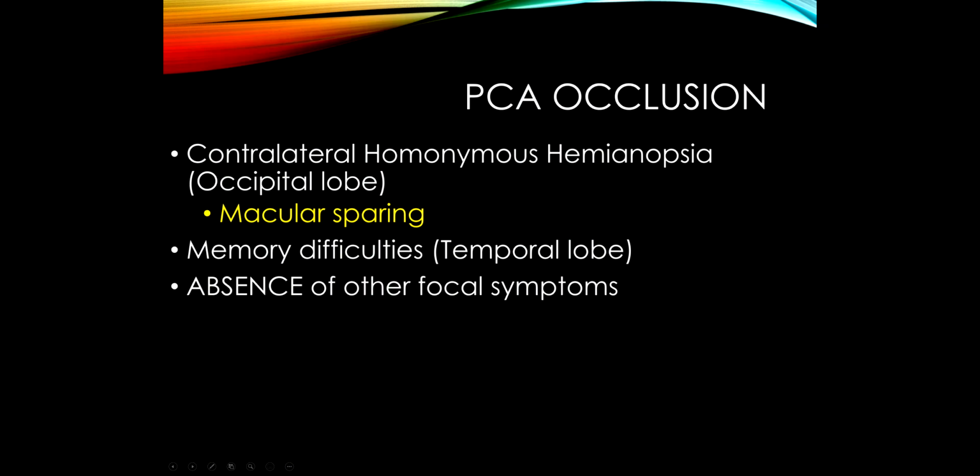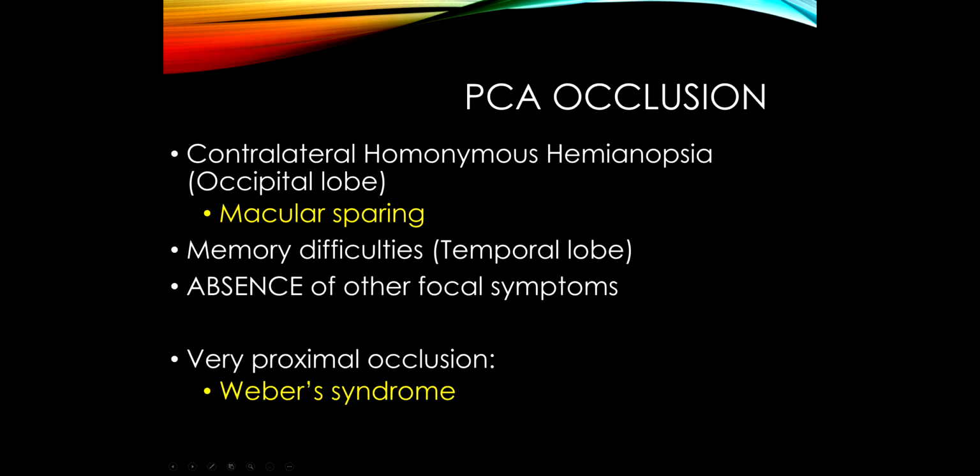So the posterior cerebral artery on its way back to the occipital lobe does supply the undersurface of the temporal lobe, so we can have some memory deficits. Okay, but really there isn't much else. They don't have a hemiplegia, they don't have an aphasia, so it's mainly this visual field deficit.